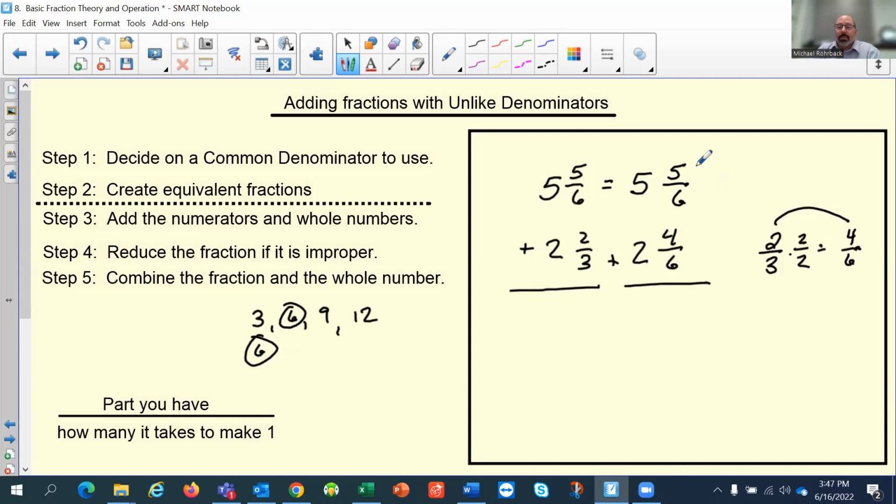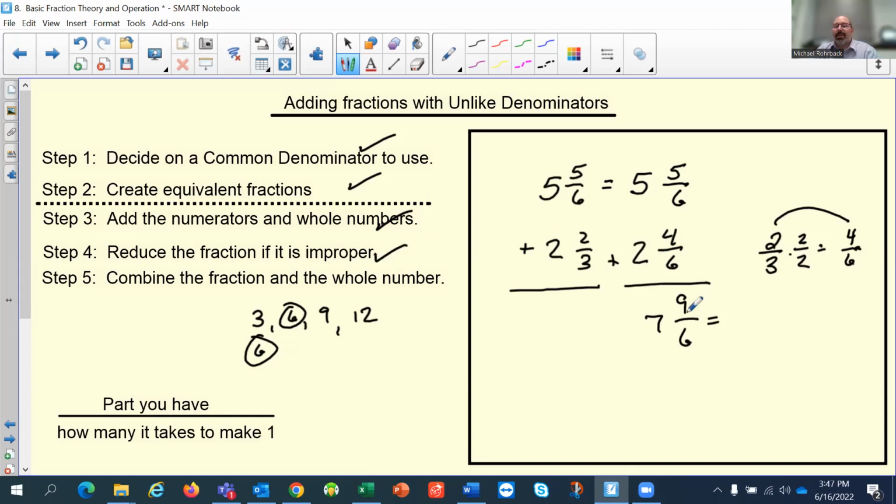So now we just go through the steps again. We found a common denominator, made equivalent fractions. We're going to add the numerators and the whole numbers. So 5 plus 4 is 9. That denominator stays a 6. 5 plus 2 is 7. And we're almost done. Now we have to reduce it.